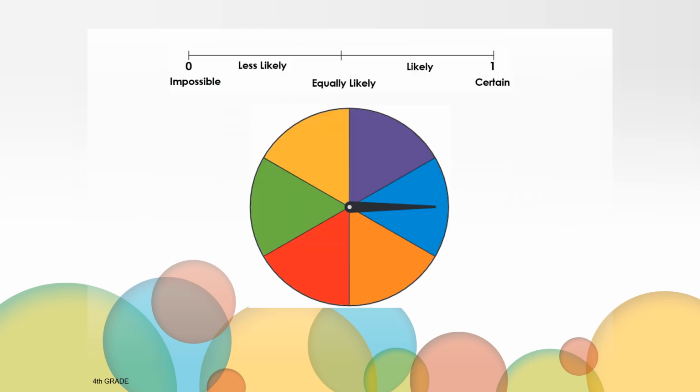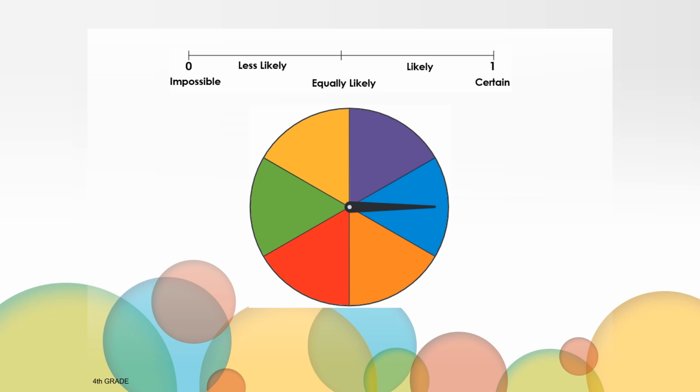Let's think about this spinner. Use the vocabulary we just learned to answer these questions. What is the probability of spinning a blue? You might have said that it is not very likely that we will spin a blue because it is only a small portion of the whole spinner.